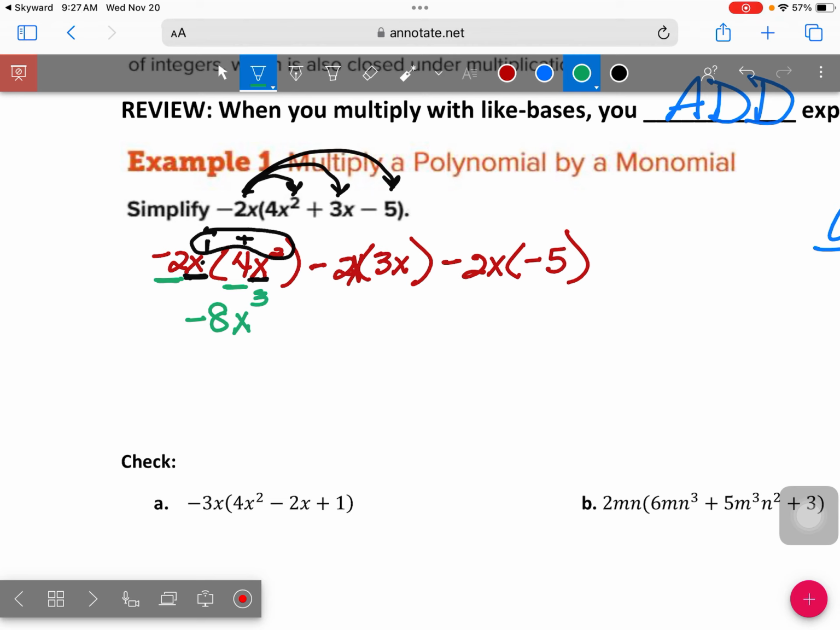Okay? And the next one, I have negative 2 times 3. That's going to be a minus 6. This is x to the 1st power and an x to the 1st power there. Add those together, and you get x to the 2nd power. And finally, negative 2 times the negative 5 gives you a positive 10. X to the 1st, that's the only x there, so it remains x to the 1st.